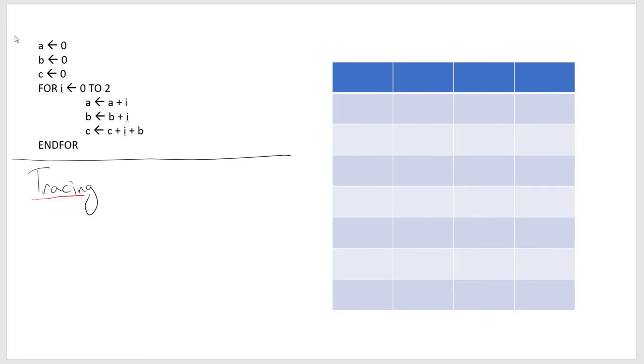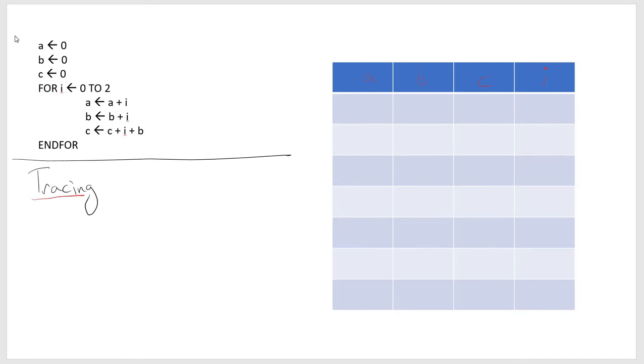So the first step to do is to have a look at which variables are available to you. And once you see that, we're going to list them here on the table on the right. So we have the variable A, we have the variable B, we have the variable C, and we have a variable I over here for the for loop, in case you didn't see it.